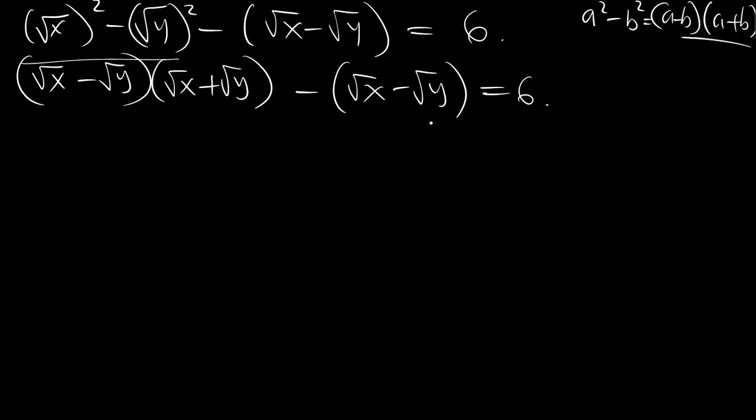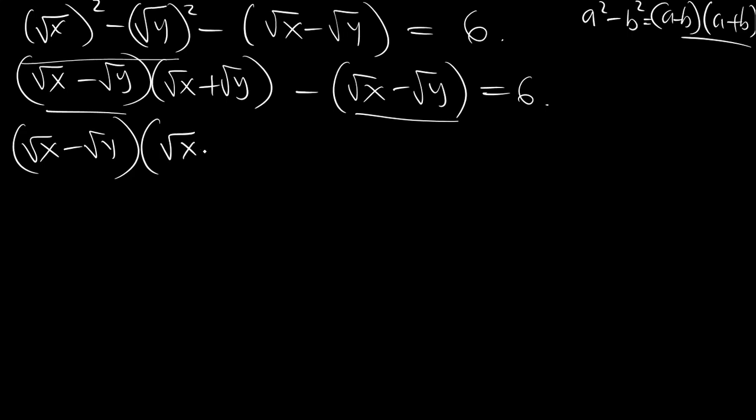Now if you check, this is common to both expressions: the square root of x minus the square root of y is a common factor. If you use this common factor to divide this, you have the square root of x plus the square root of y left. If you use it to divide this minus bracket, the square root of x minus the square root of y, you have minus 1, which is equal to 6.